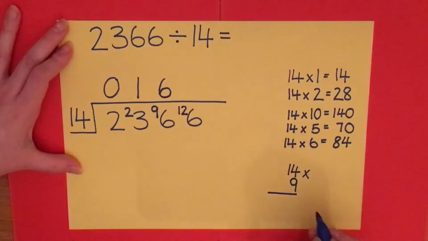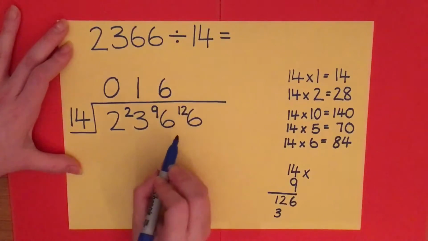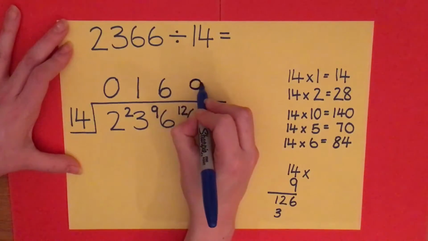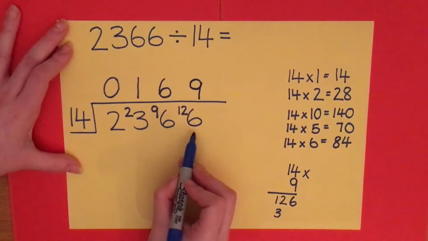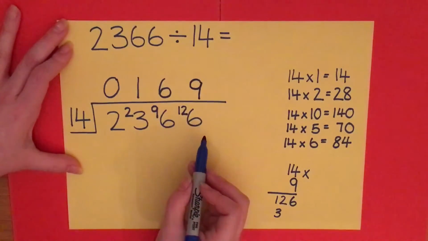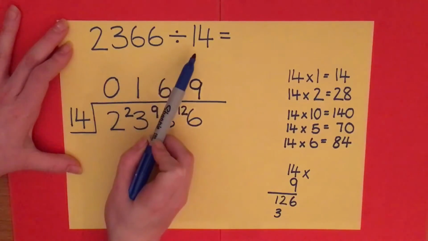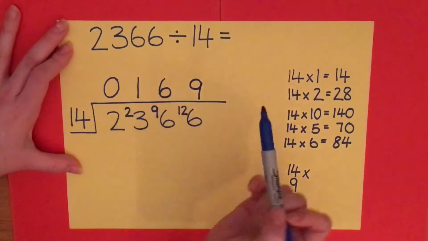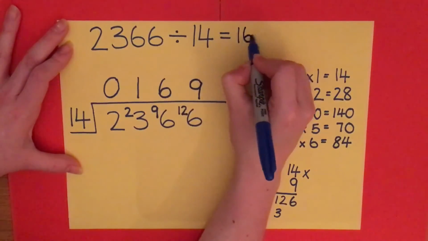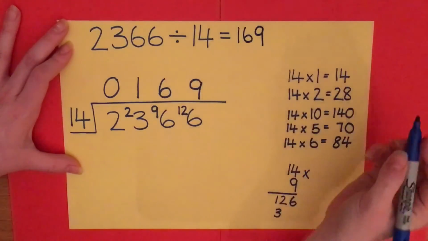So 4 times 9 is 36. And 9 times 1 is 9. Add the 3 is 12. And that's the answer of 126, which is exactly what I was looking for. So I know that 9 lots of 14 make 126. I don't have any remainders. So the answer to 2,366 divided by 14 is 169. Good luck.